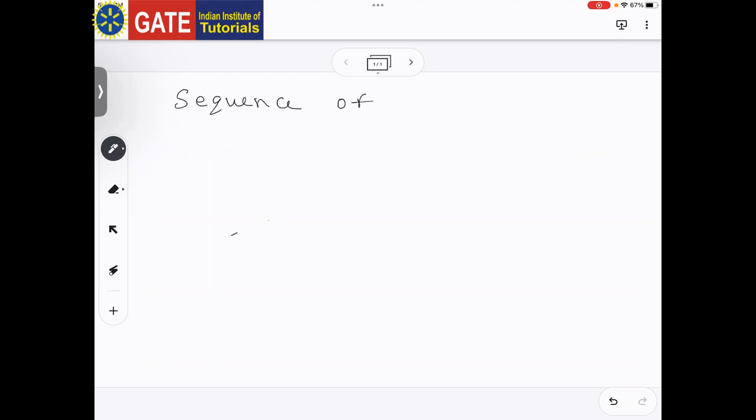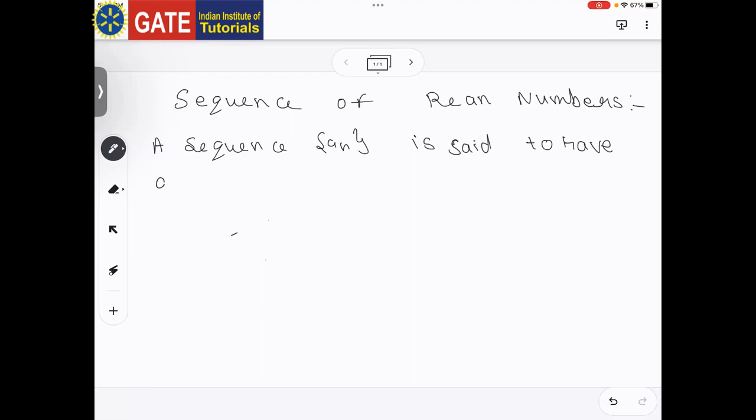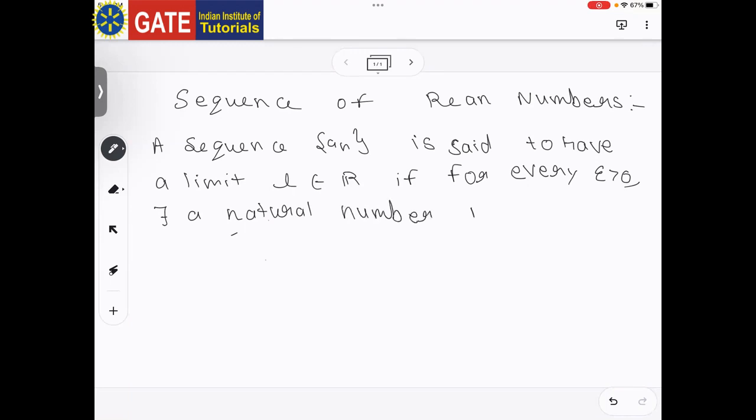Consider a sequence of real numbers. A sequence a_n is said to have a limit L belonging to R if for every epsilon greater than 0, there exists a natural number N depending upon epsilon such that |a_n minus L| is lesser than epsilon for all n greater than or equal to capital N.